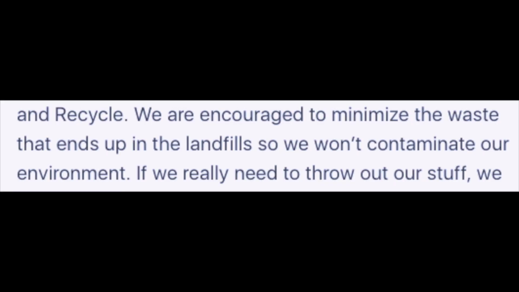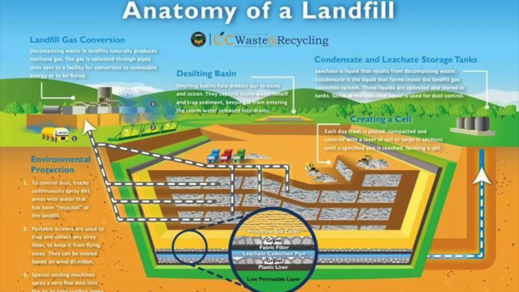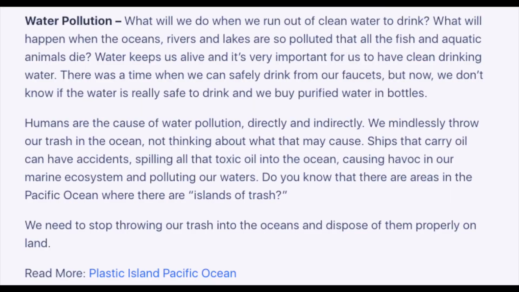Let's look at the word landfills and see how it's used in the sentence. We are encouraged to minimize the waste that ends up in the landfill so we won't contaminate our environment. I can tell that the landfills affect the environment and they're closely related to where we live. Also, if I were to break down the word landfills, I see 2 words there. I see land and fills. So this tells me that it's located in the ground somewhere and we fill it up with garbage.